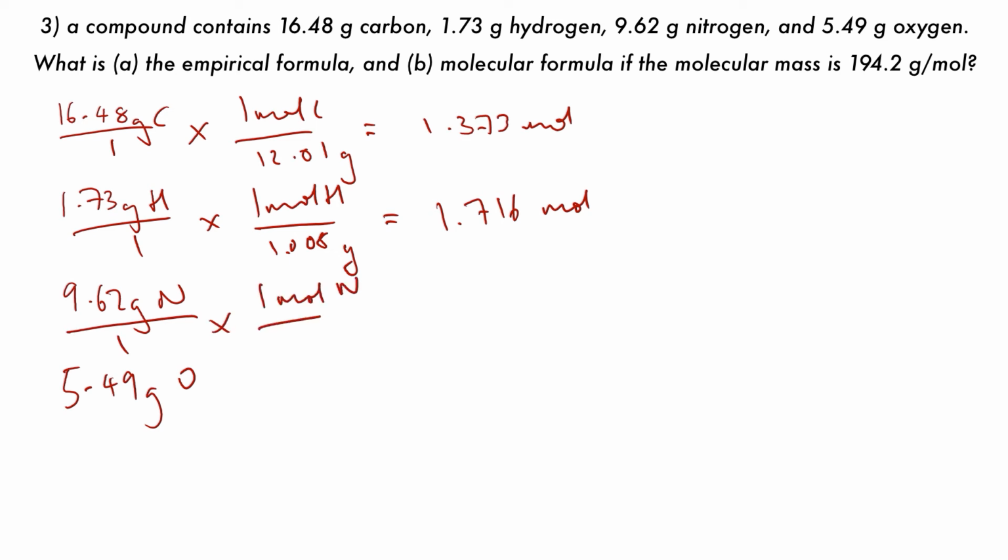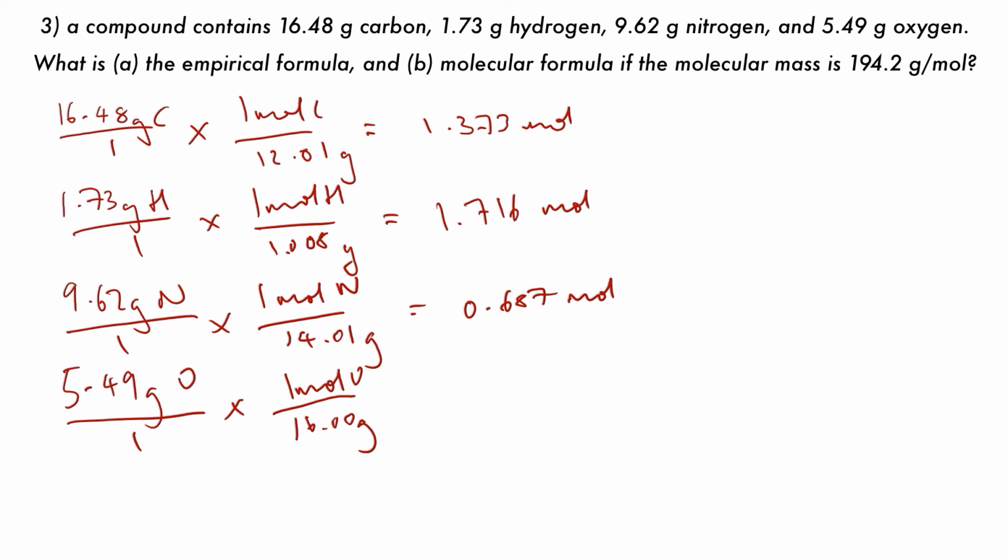Then for nitrogen, the molar mass is 14.01, giving us the number of moles of nitrogen as 0.687 moles. And then the number of moles of oxygen, based on the molar mass of oxygen being 16 grams, would give us 0.343 moles. Then the approach is the same as before.